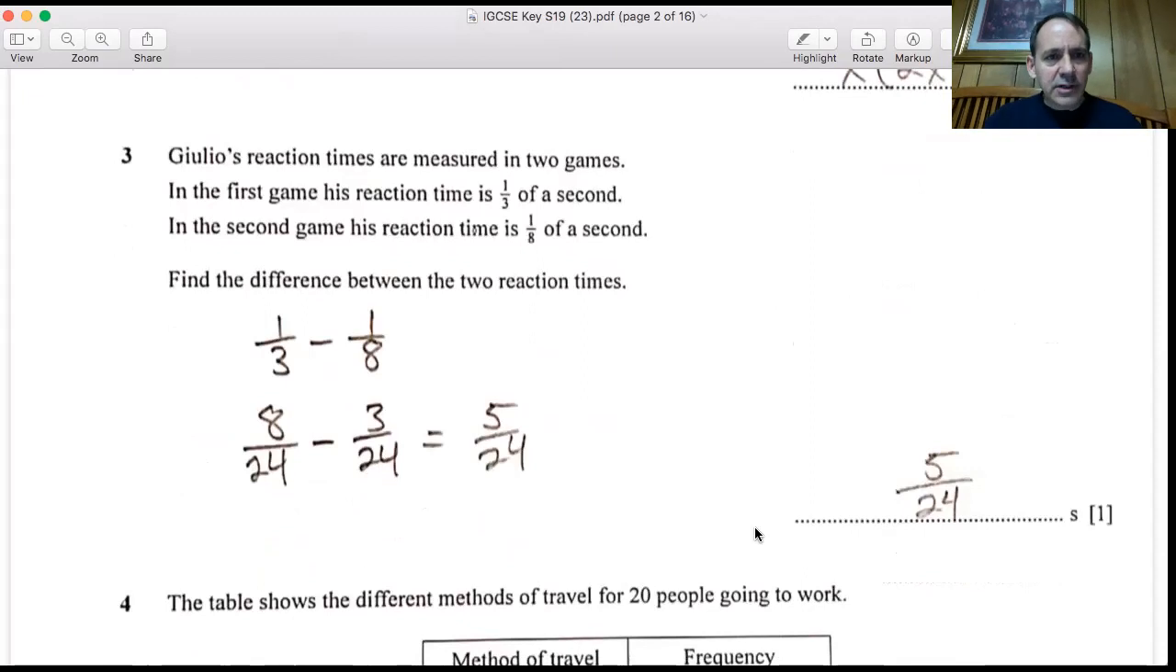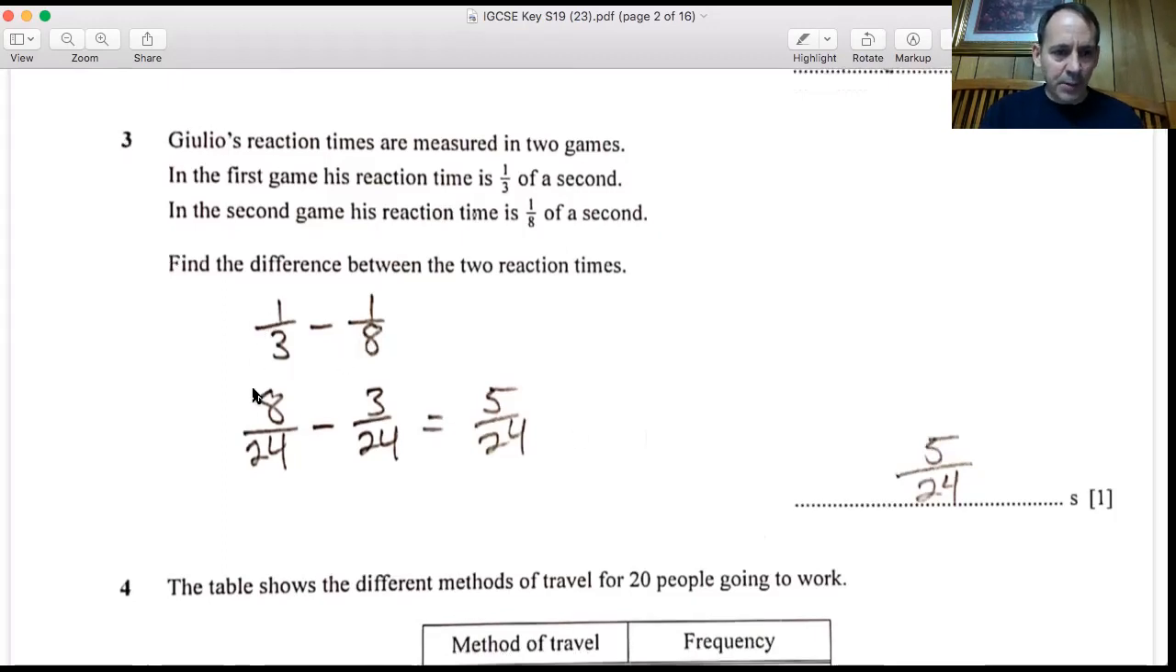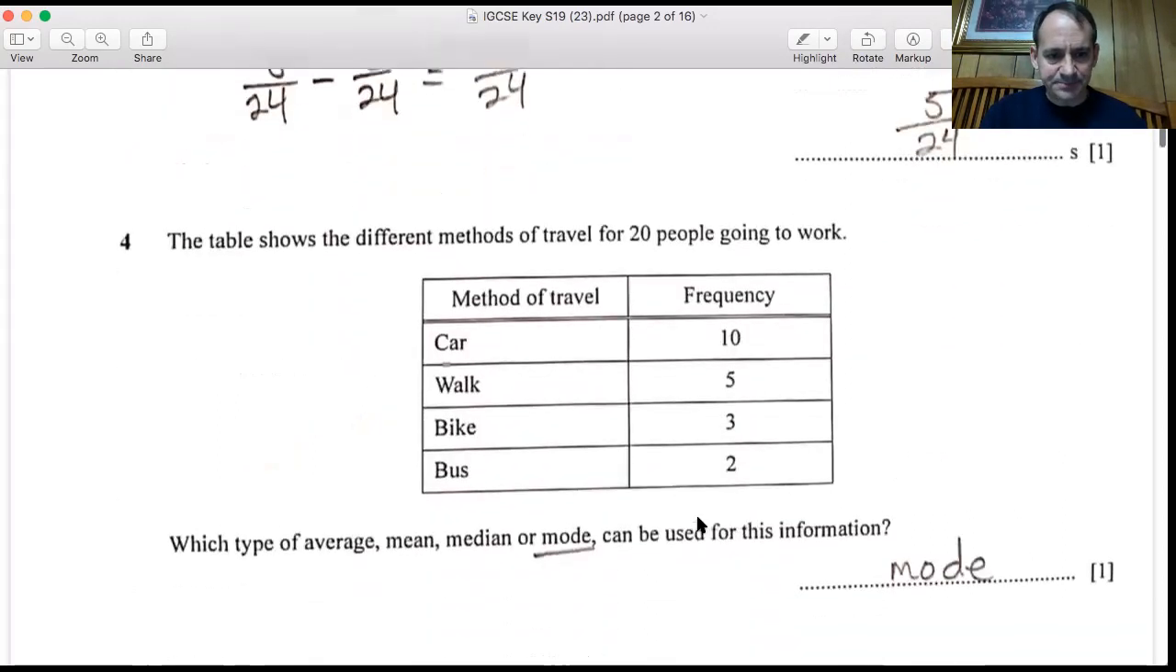Number 3, Julio's, or Julio, however you pronounce that, reaction times are measured in 2 games. In the first game, his reaction time is 1/3 of a second. In the second game, his reaction time is 1/8 of a second. Find the difference between the two reaction times. So 1/3 minus 1/8, you want to get a common denominator. Multiply the fraction on the left top and bottom by 8, giving you 8/24. Multiply the top and bottom on the right by 3, giving you 3/24. So 8 minus 3 is 5/24, the difference between the reaction times.